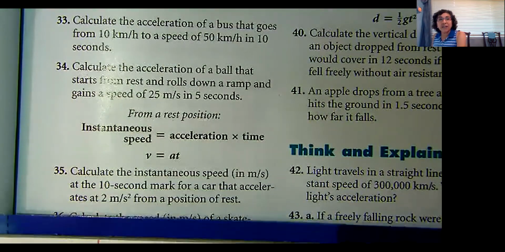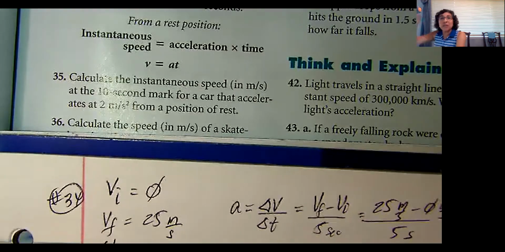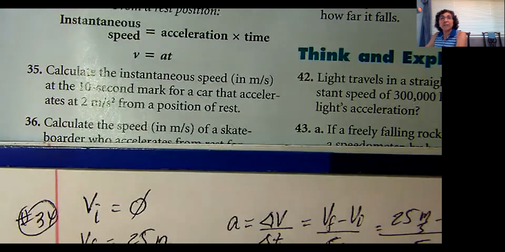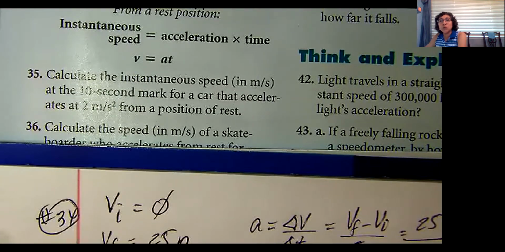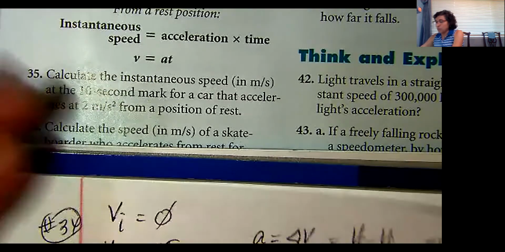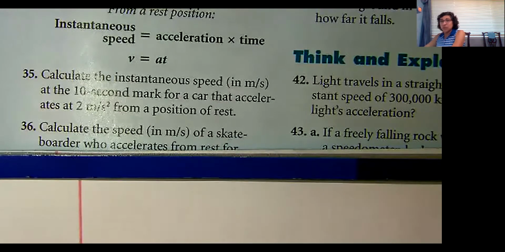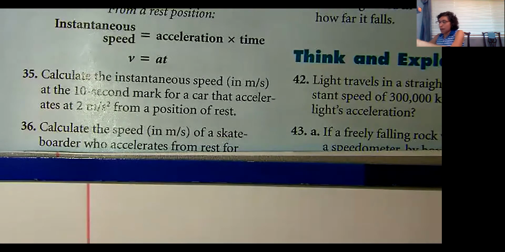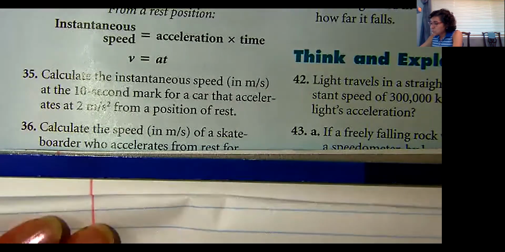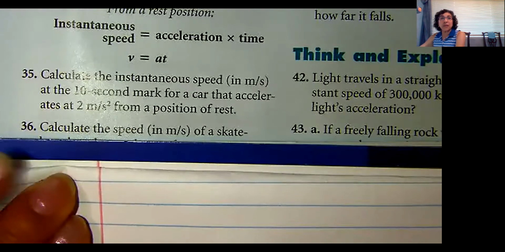35, calculate the instantaneous speed in meters per second at the 10-second mark for a car that accelerates from 2 meters per second from a position from rest. Okay, I'm going to see if I can fold over the paper in here. All right, let me write down what they told us. I call this translating the problem. I'm going to have to read it again.